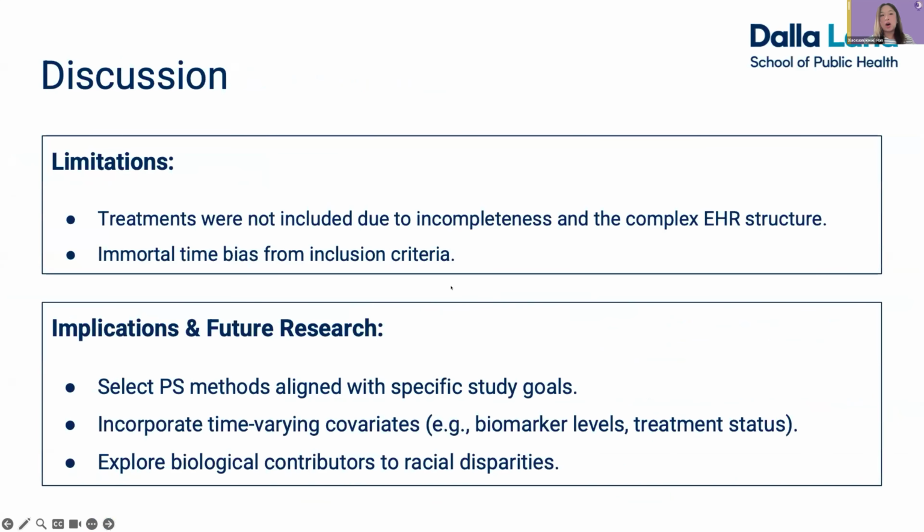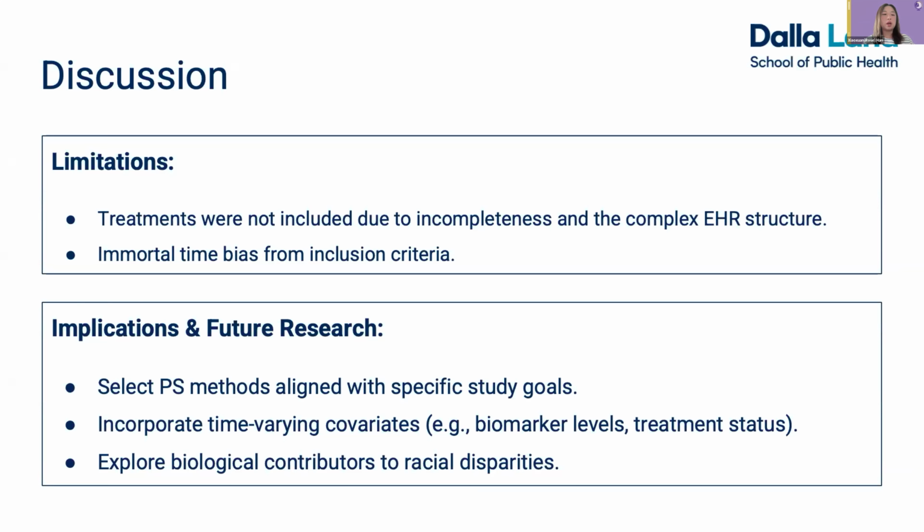And for the study itself, there were certain limitations. First of all, treatments were not included due to the complex nature of the electronic health records data, because they were not consistently recorded. That might affect the results because they were important time-varying covariates that could be included. And the second limitation was that there can be potential immortal time bias from the inclusion criteria, because patients had to live long enough to receive the first line treatment.